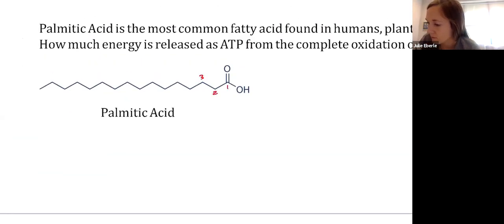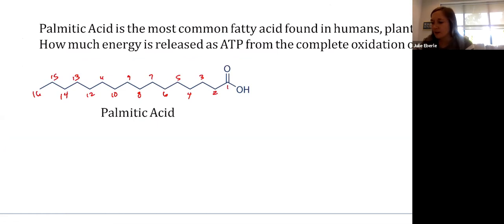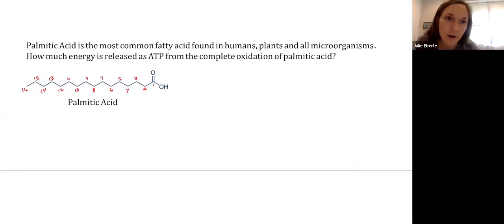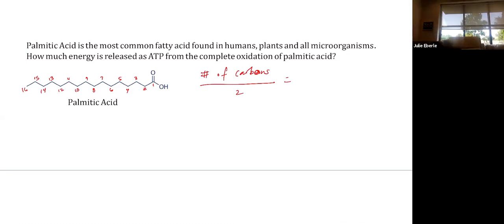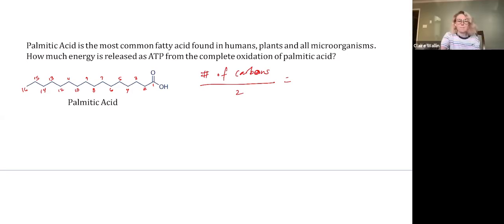1, 2, 3, 4. All right. So the first step is we need to figure out how many acetyl-CoA we are going to produce from this. So we do the number of carbons divided by 2, which should give us how many acetyl-CoA? We get 8, right? Yep.